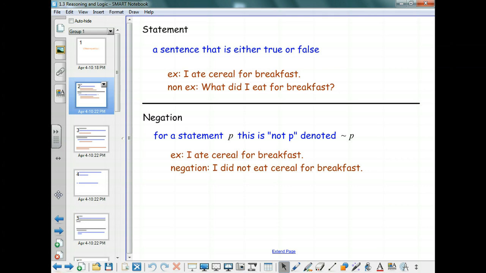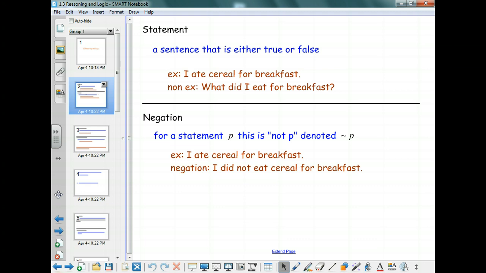Another non-statement, a common one, is a command. For instance, if I say, go eat your cereal. It's not a statement, it's not true or false, it was a command, I told you to do something. So those are the two common non-statements: questions and commands.